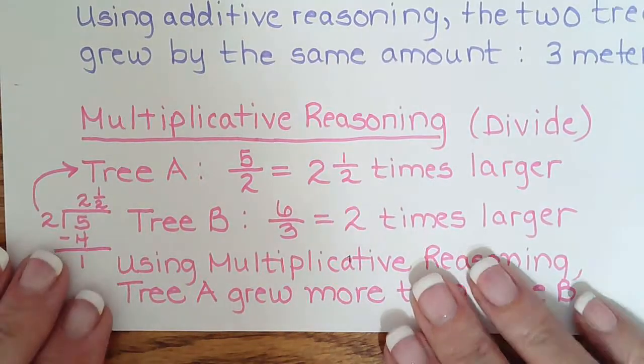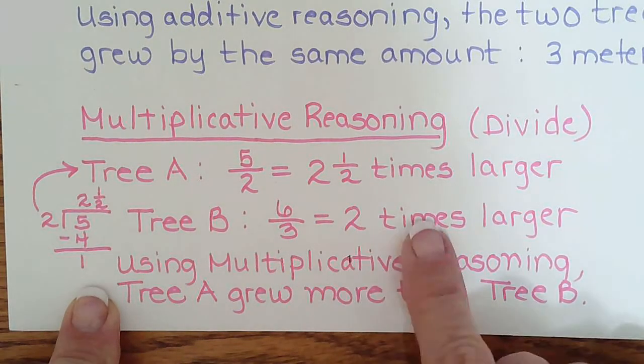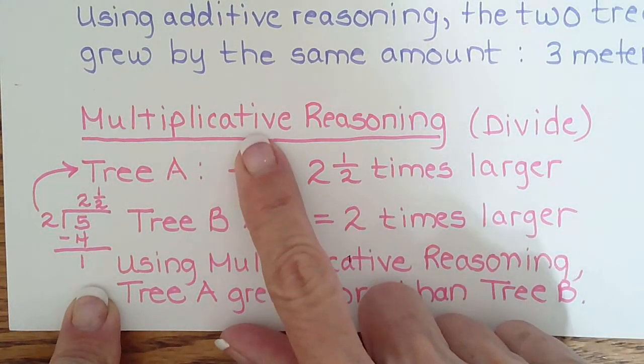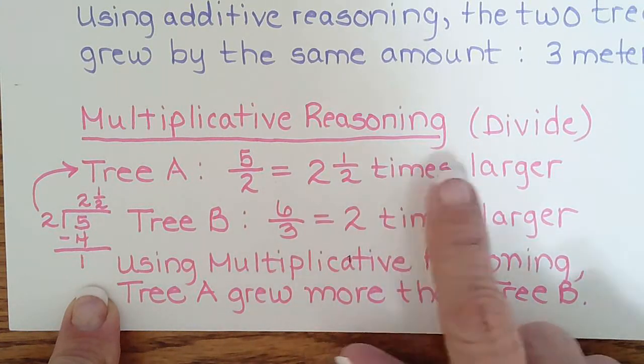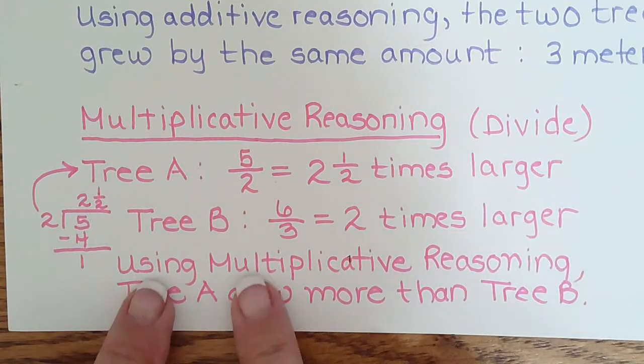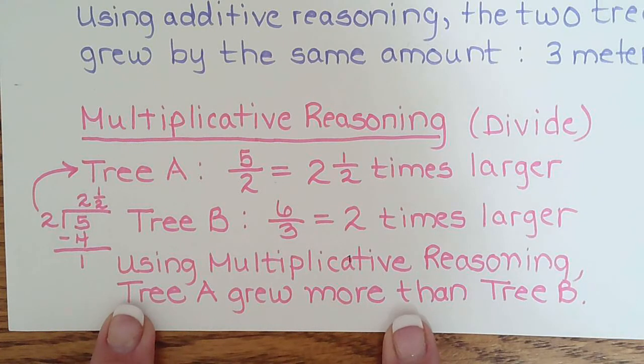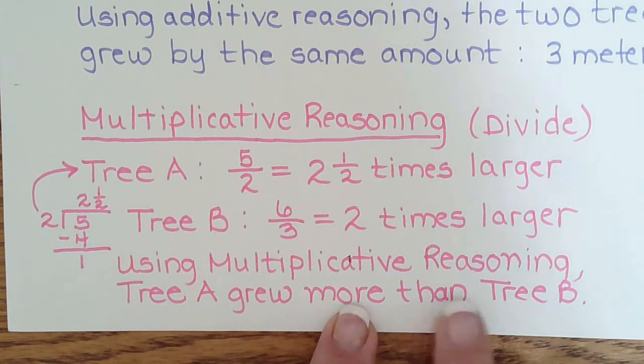So let's look at this. 6 divided by 3, 2 times larger. And like I said, multiplicative reasoning always gets the times larger. So using multiplicative reasoning, tree A grew more than tree B.